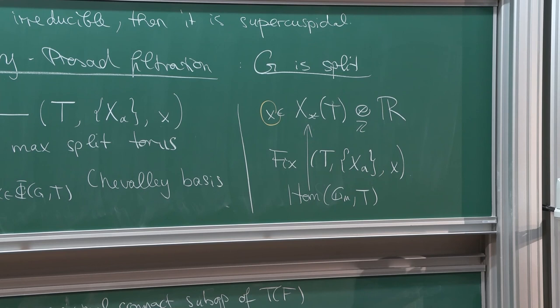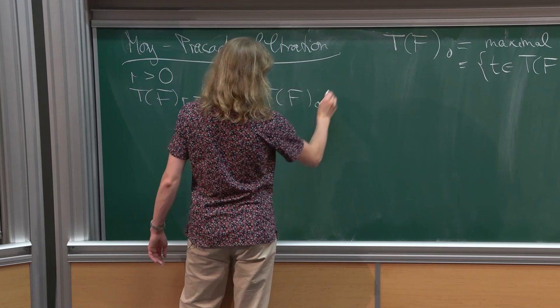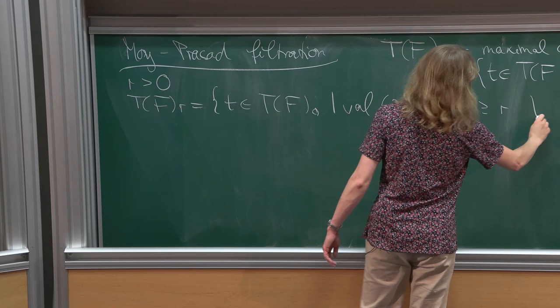And now if r is a positive real number, then the r-th filtration subgroup are all those elements inside the zeroth filtration subgroup, such that the valuation of chi of t minus 1 is greater or equal to r for all characters chi of the torus.